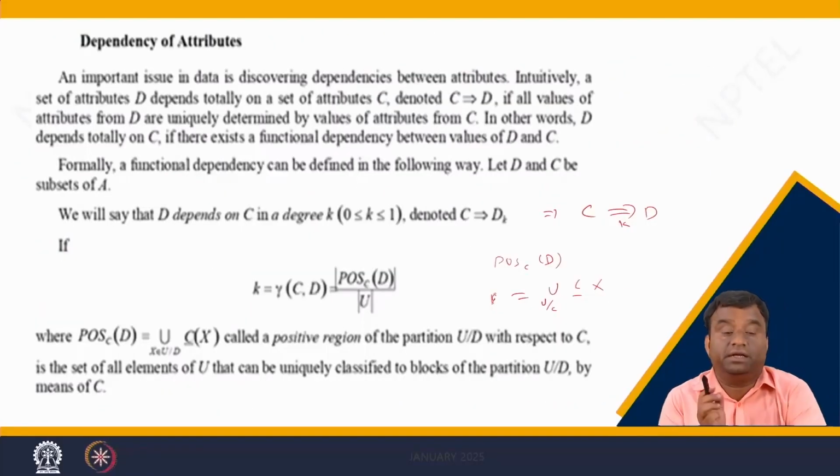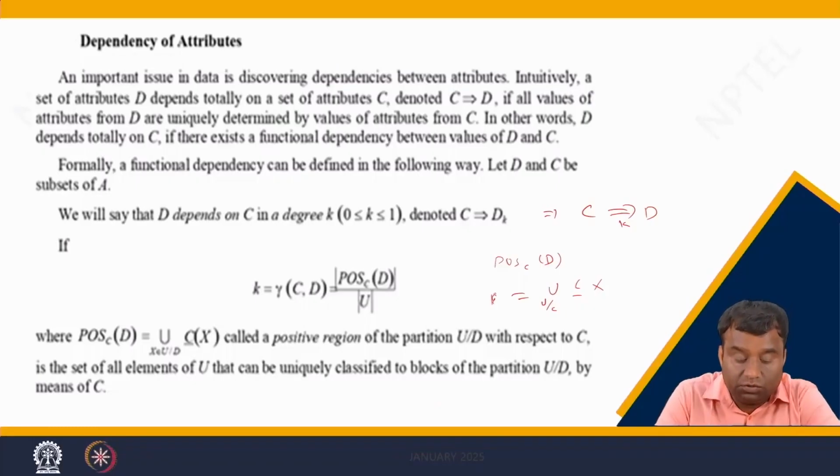Now the next concept is the dependency of attributes. An important issue in data analysis is discovering dependency between attributes. A set of attributes D depends totally on a set of attributes C, denoted as C implies D, if all values of attributes from D are uniquely determined by values of attributes from C. In other words, D depends totally on C if there exists a functional dependency between values of D and C. Formally, a functional dependency can be defined in the following way.